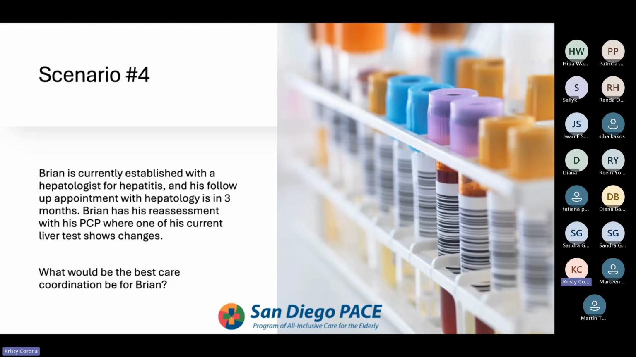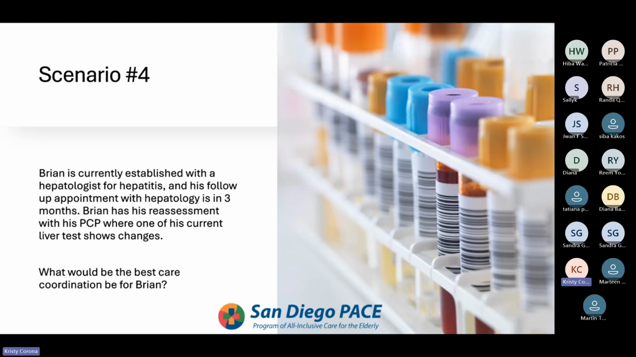Try to facilitate his appointment, so maybe Brian needs to get in with the hepatologist sooner rather than later, right? Maybe he can't wait for the 3 months. Yeah, so the first thing we're going to do is probably contact that hepatologist. We might call them with the result, or fax the result to them and then call them and let them know this needs to be addressed. And then we need to find out, right, does Brian need to be seen sooner, or can he wait until that 3-month appointment?